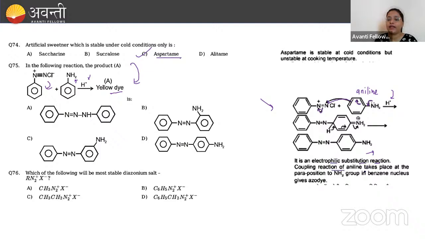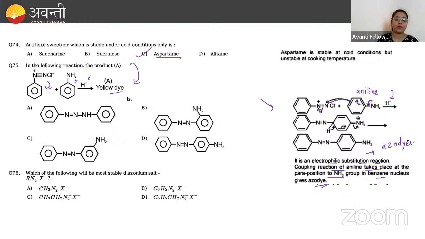Here the coupling reaction of aniline takes place at the para position of the NH2 group in the benzene nucleus, known as azodyes. So this is known as formation of azodyes. Azodyes are colored in nature, and the molecule which is formed right now is yellow in nature. That is yellow dye.